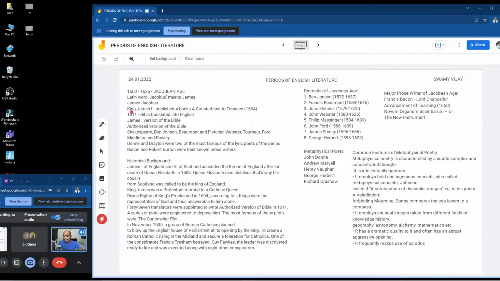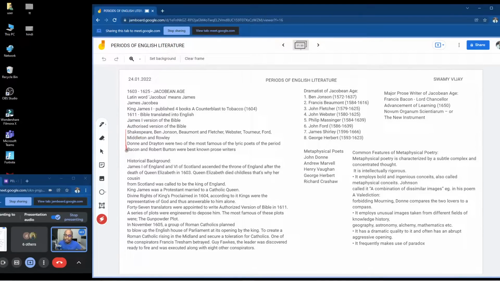He is not only a famous king, he also published 4 books, and one of the most famous books of his age, A Counterblast to Tobacco, was published in 1604. In 1611 the Bible was translated into English. Already once the Bible was translated, but again in 1611 it was translated, and that is known as the James I version of the Bible, the authorized version of the Bible. Earlier also somebody translated the Bible from Latin into English, but this Bible is known as the authorized version, translated in 1611.